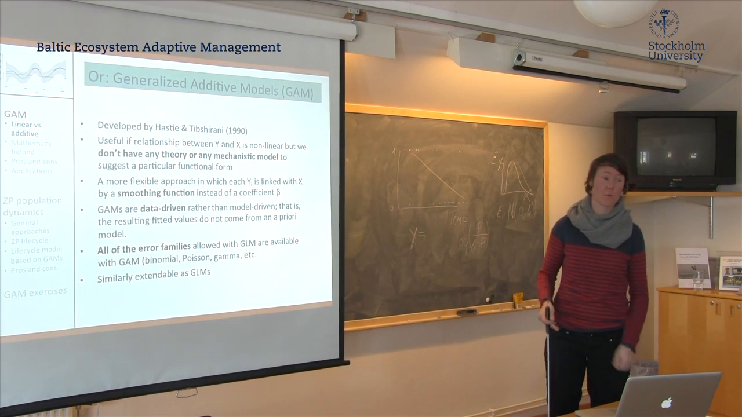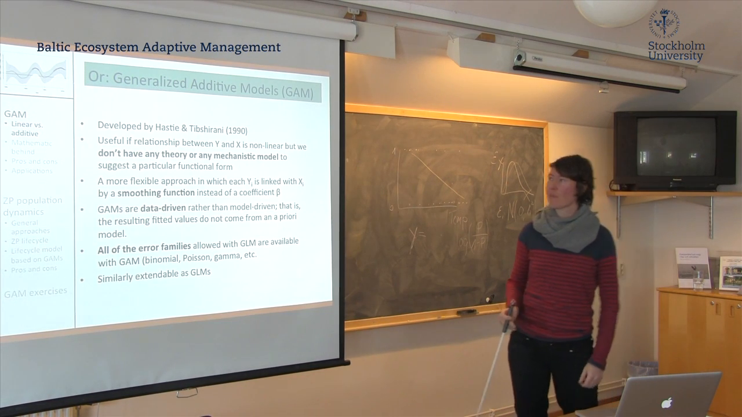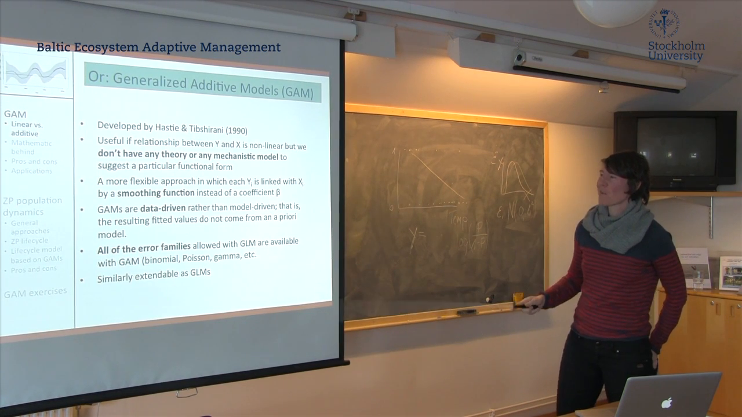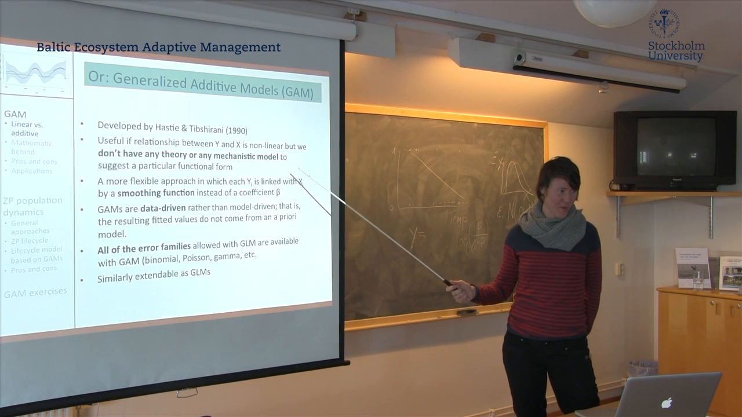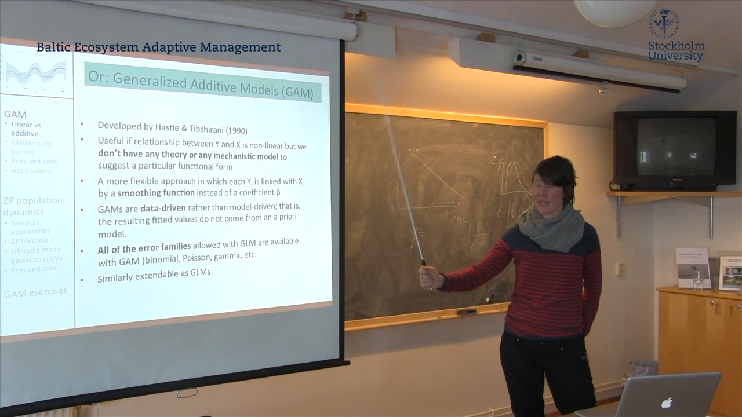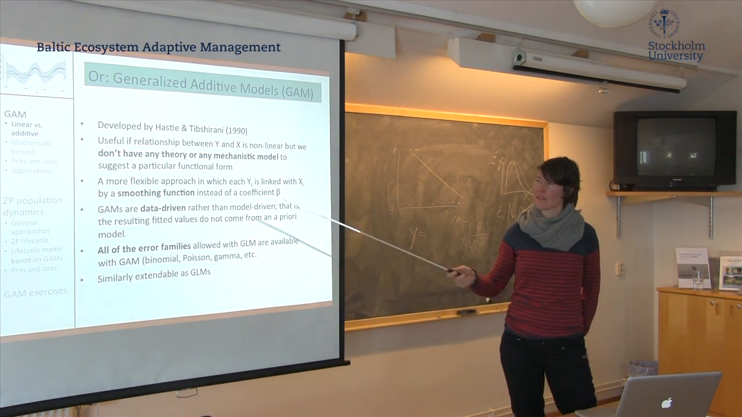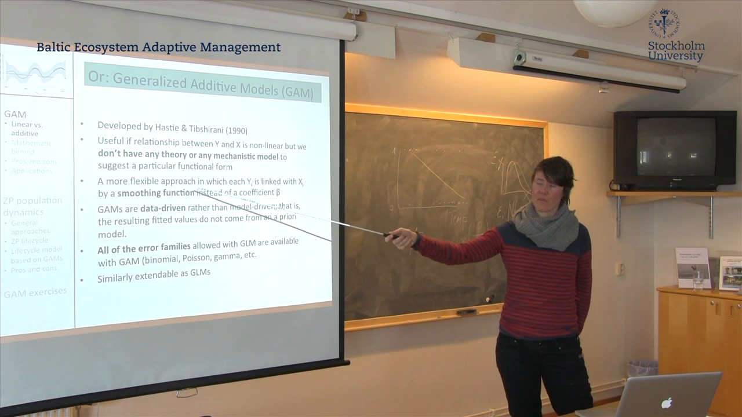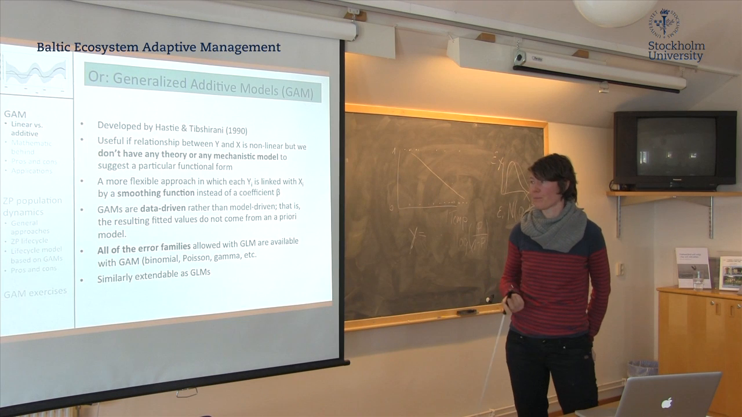So another solution would be generalized additive models. They were developed rather late, in the 1990s, by Hastie and Tibshirani. What is nice is that y and x don't have to be linearly related, and you don't need any theory or any mechanistic model assumption. So you don't link y and x by a coefficient, but rather by a smoothing function. It's mainly not model-driven, but data-driven. The smoothing function is estimated from the data that you have.